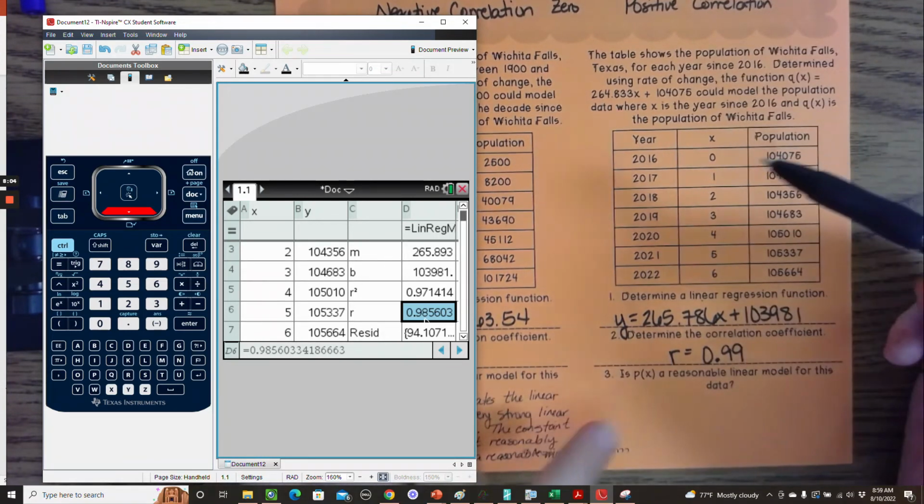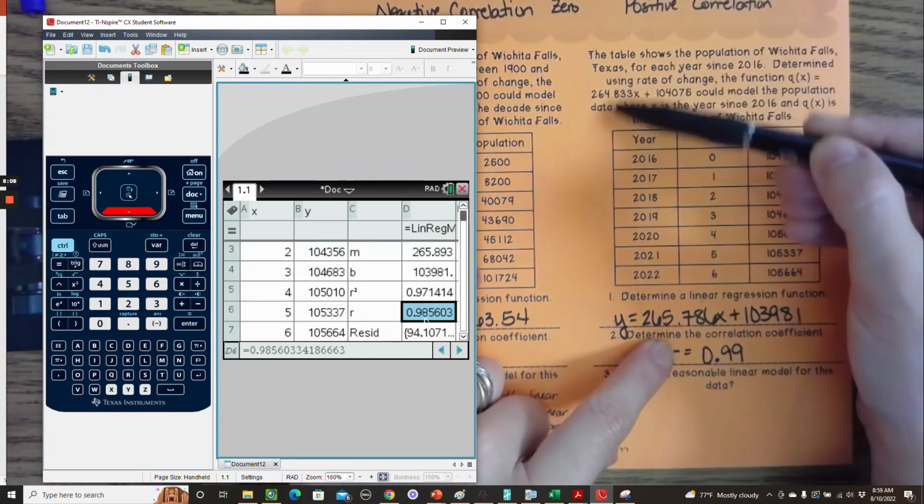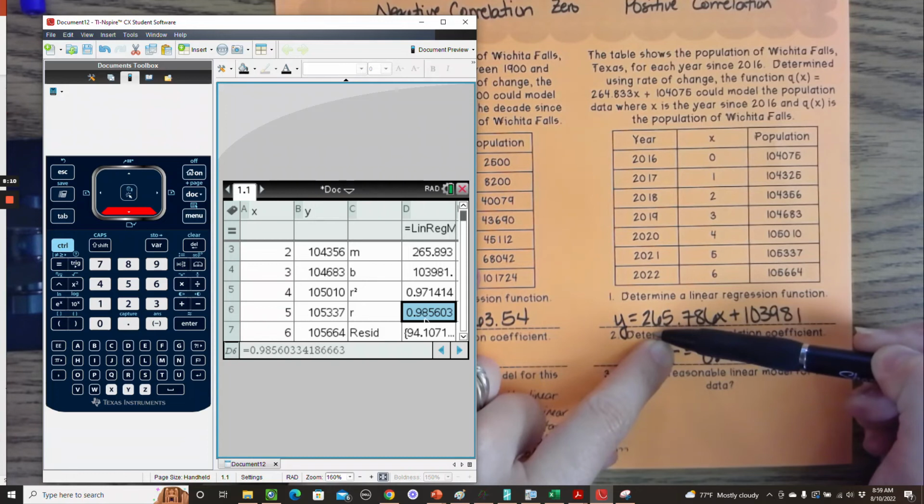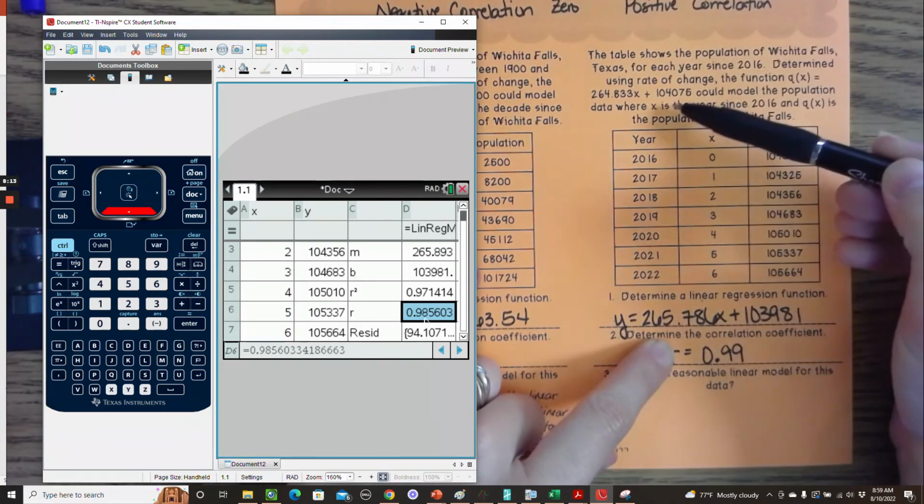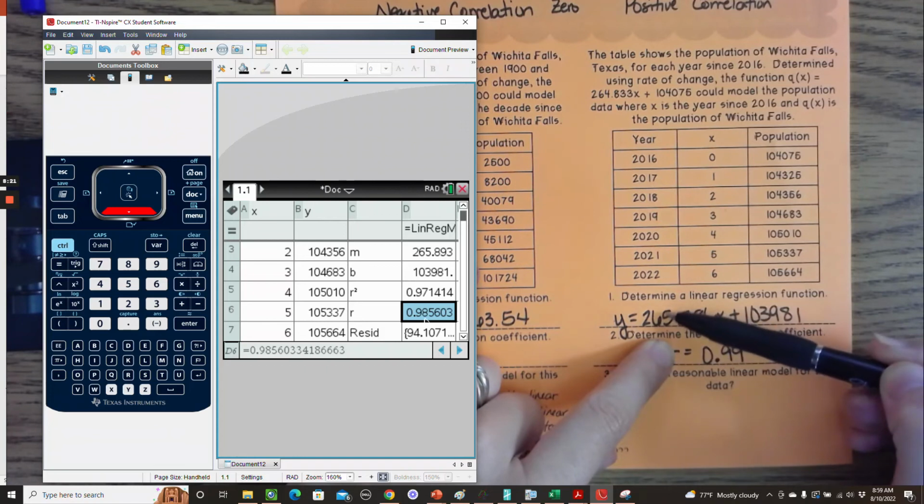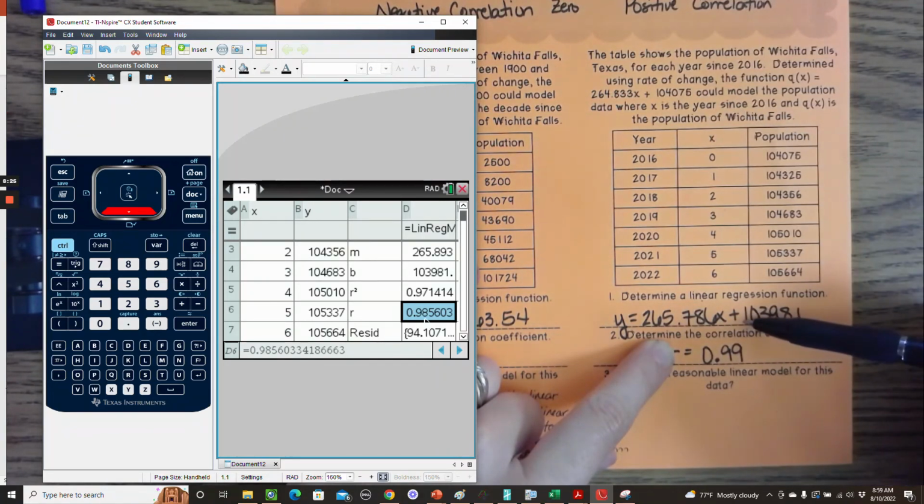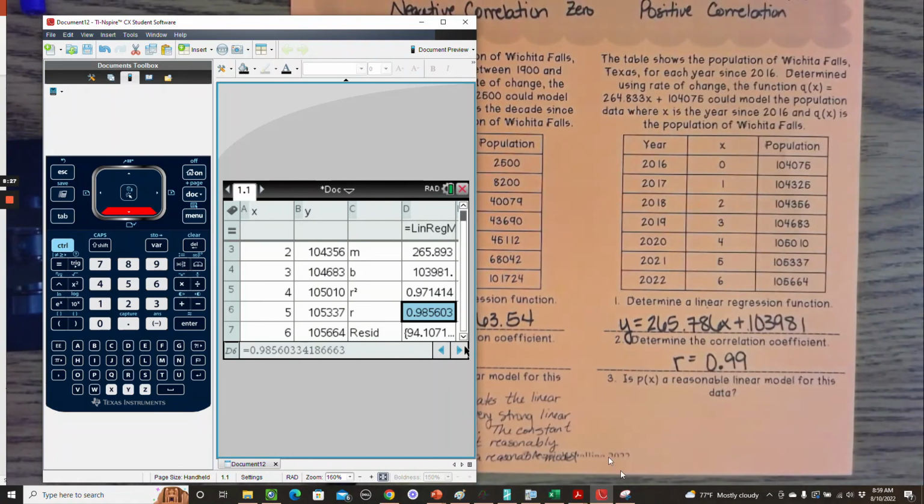And then the other thing we look at, we match these values up. So here we've got 264, if we round it, 265, that's almost on the nose. Here we've got 104,000, here we've got 103,000, but again, if we round that up, it's going to round to 104,000. So my coefficients are extremely close. My y-intercept, my constants, are extremely close.